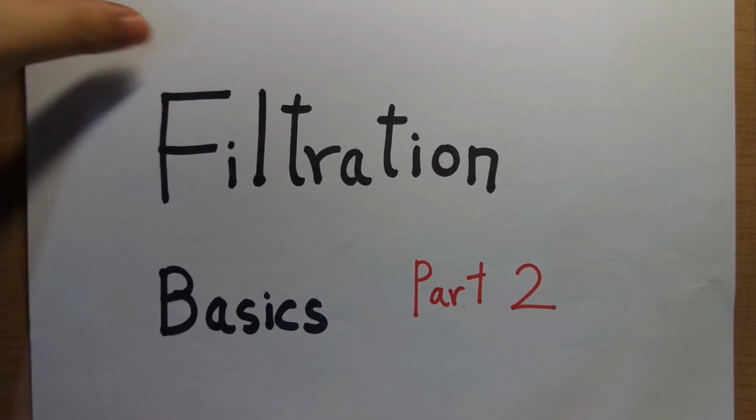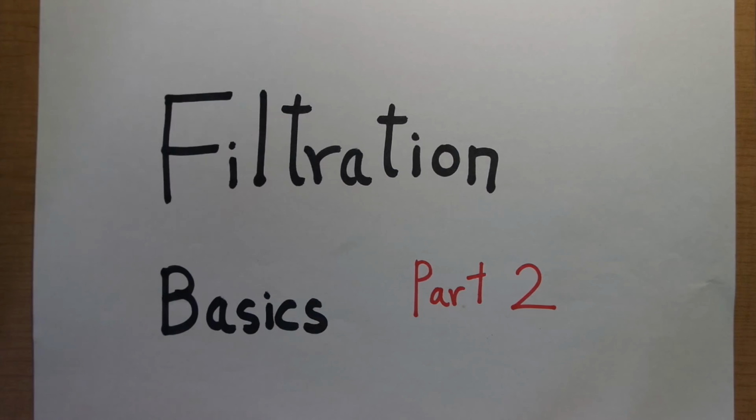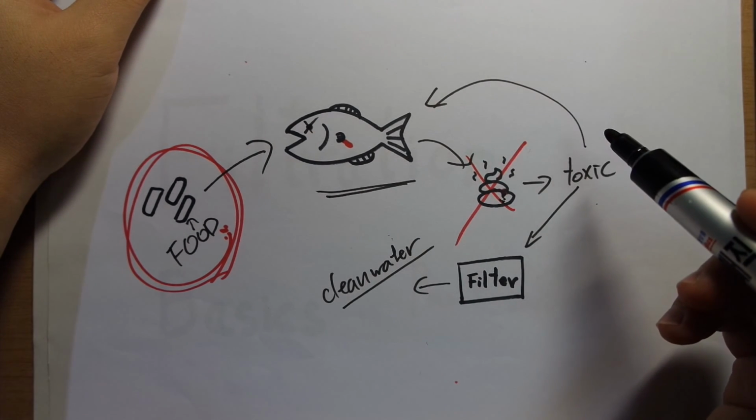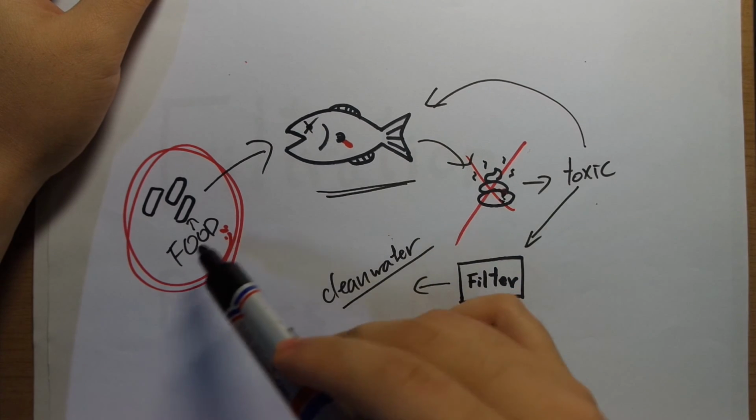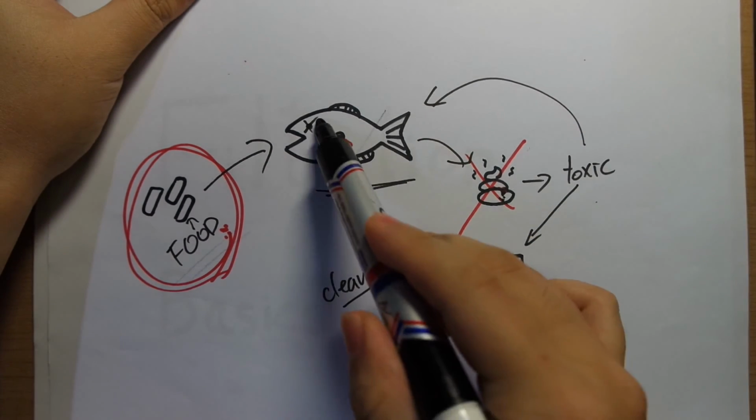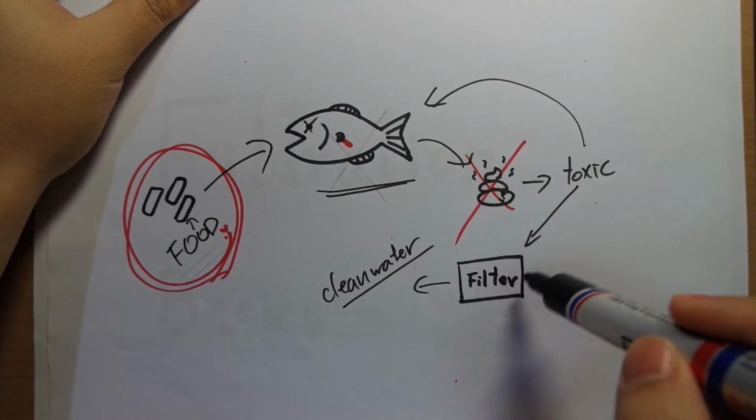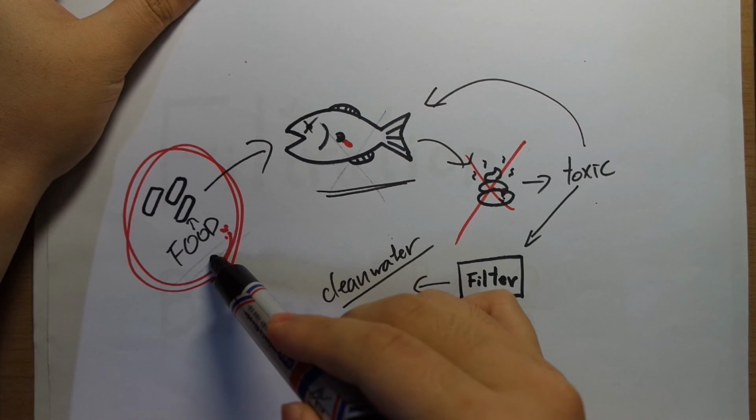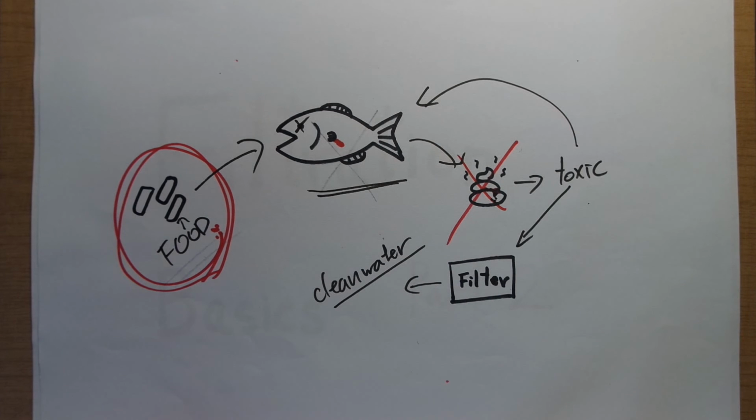So let's get started. In a previous part, I discussed how the source of your pollution in the water is actually the food and not the fish, and you need a filter to process this pollutant into something that is harmless so your fish don't die. So what actually is in the food that ends up killing your fish?